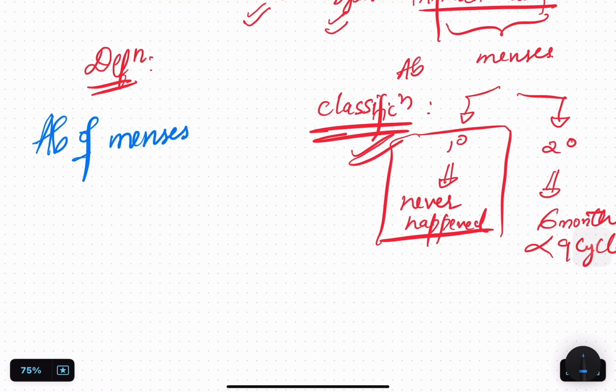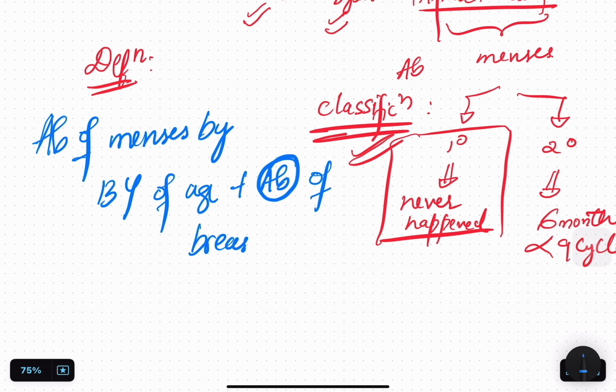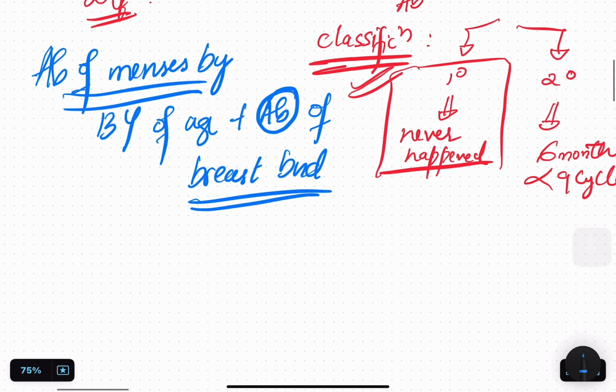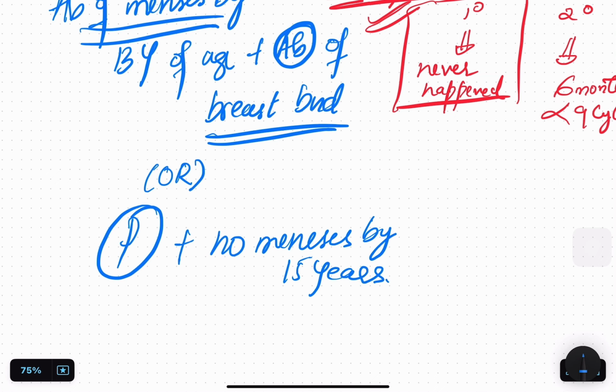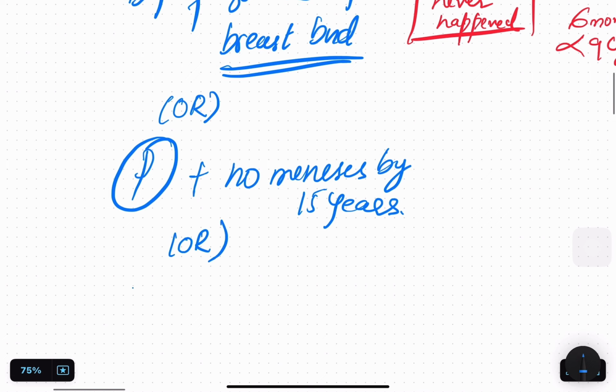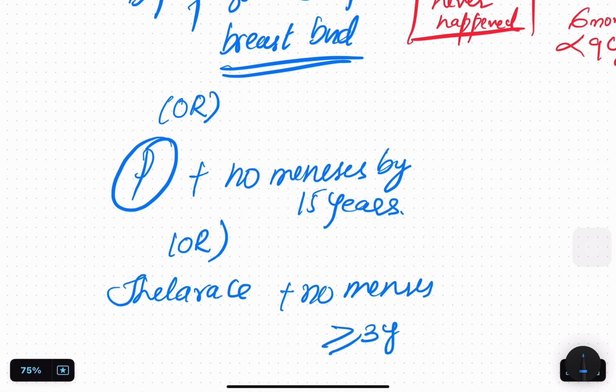Absence of menses by 13 years of age with absence of breast bud. So there should be no menses and no breast bud by 13 years of age. Or if breast bud is present but no menses by 15 years of age, or if breast bud is present, that means she has attained thelarche, and no menses after more than 3 years. Now you know when to classify a person as amenorrheic, correct?